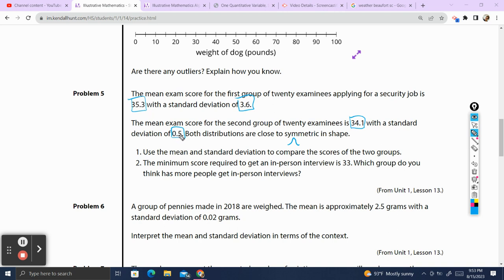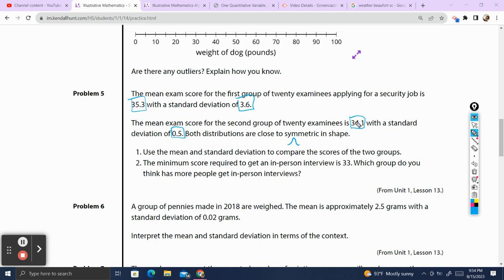In this case, the standard deviation is 0.5, which means most of the students scored pretty close to 34.1. So we have a more consistent grade for the second group of students, but a lot fewer lower students and also a lot fewer higher students as well. The minimum score required to get an in-person interview is 33. Which group do you think has got more in-person interviews?